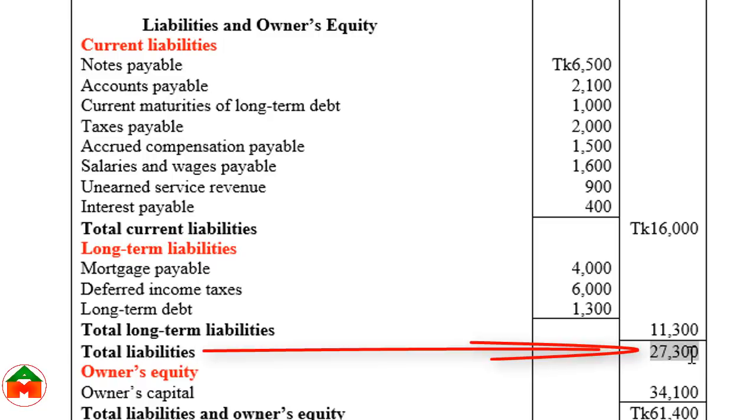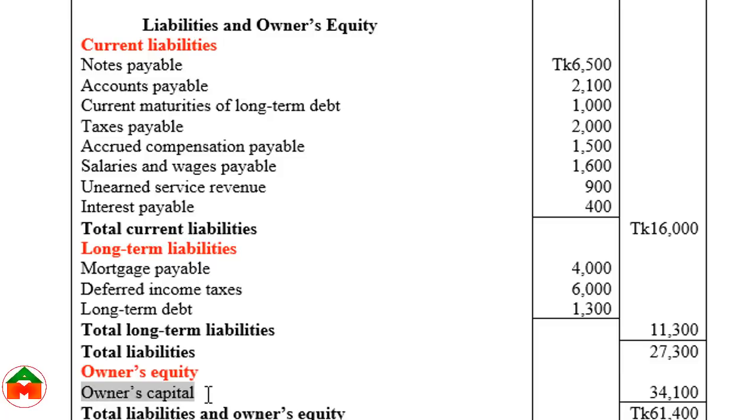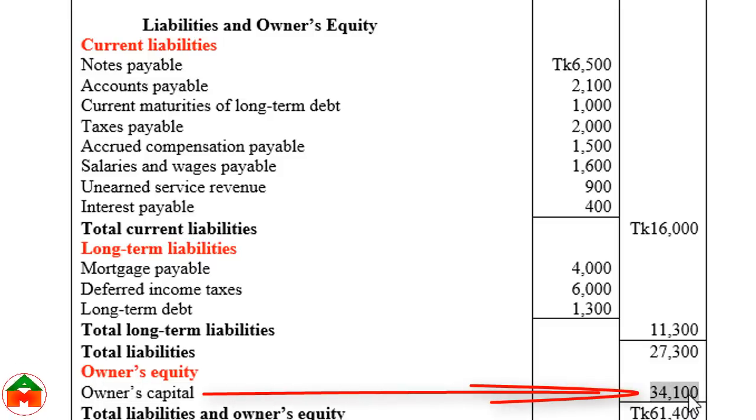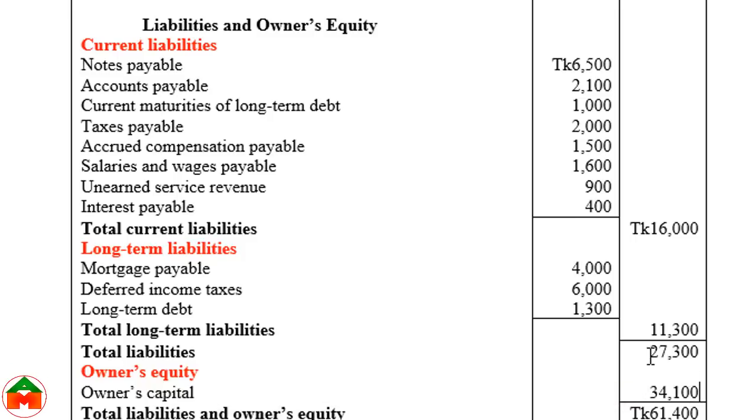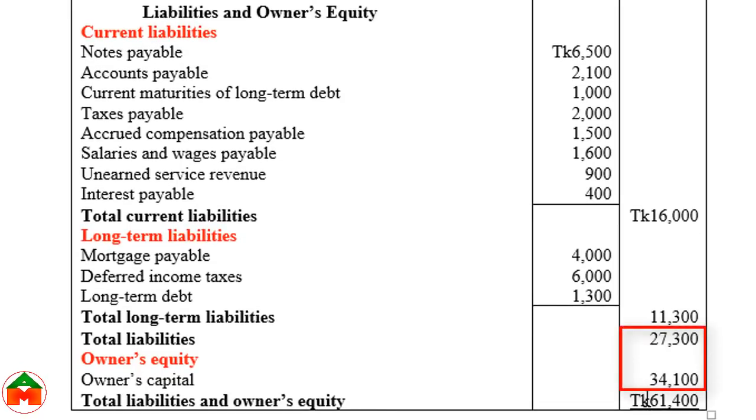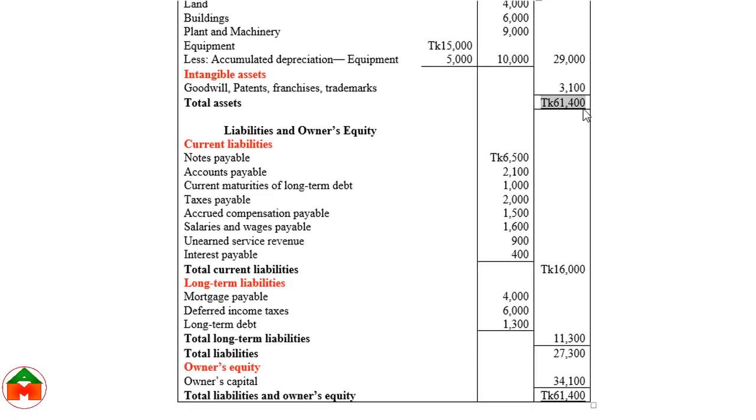With this total liabilities, we will add owner's capital, and this item should be taken from the owner's equity statement. Total liabilities 27,300, and the total owner's equity is 34,100. If we add these two amounts, we reach 61,400, which is the total of liabilities and owner's equity. The total assets are 61,400 and the total liabilities and owner's equity are 61,400. So assets are equal to liabilities and owner's equity. The accounting equation has been proved.